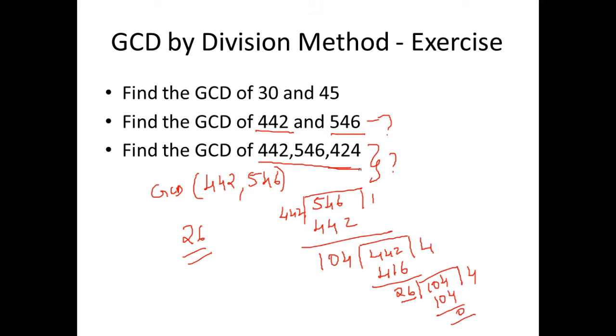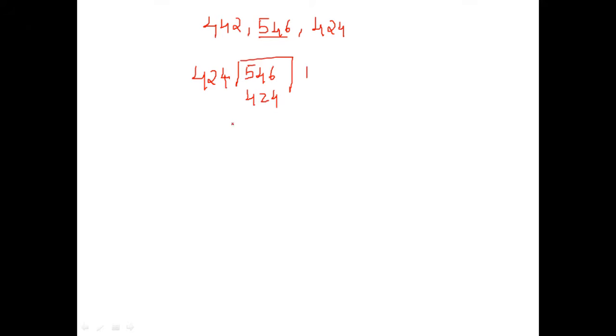Now can you try and tell me the GCD of these three numbers? Okay, let us find the GCD of these three numbers that we have taken. That is 442, and then the next number is 546, and then the next number is 424. So what is the greatest number here? 546. So we'll take 546 and then we'll divide it by 424. So 424 into 1 is 424. So what is the remainder here?